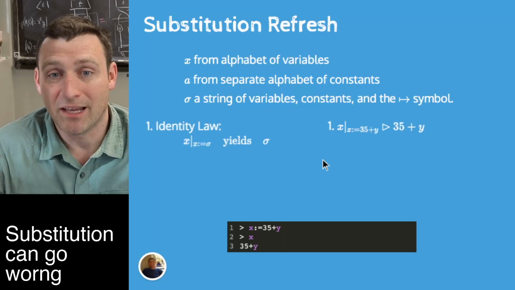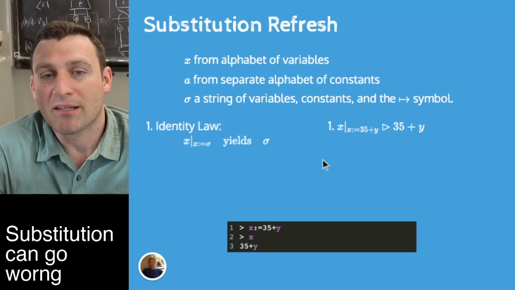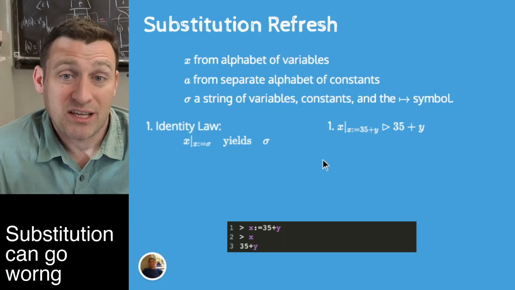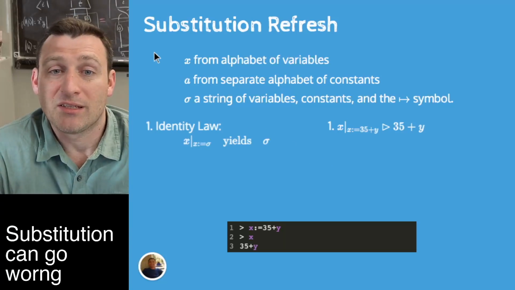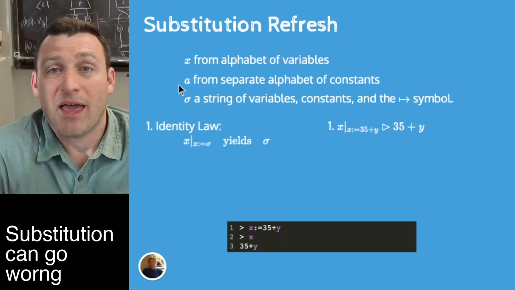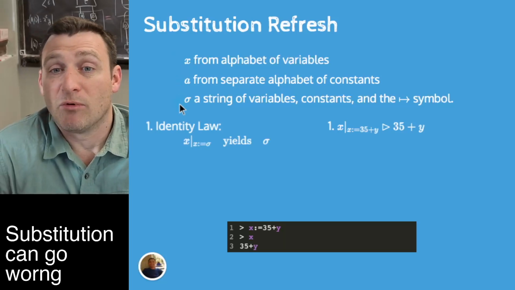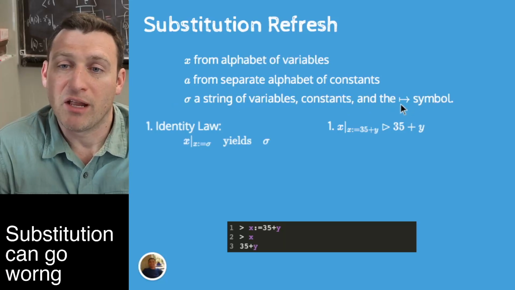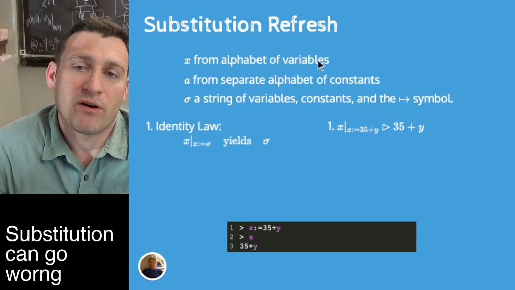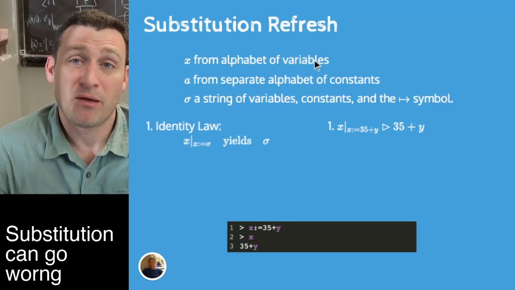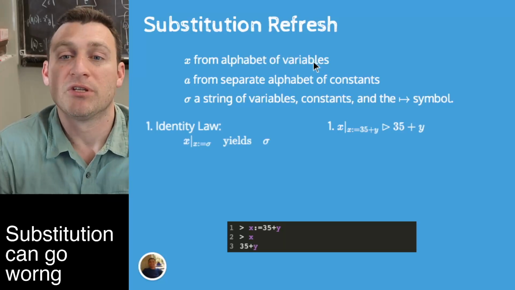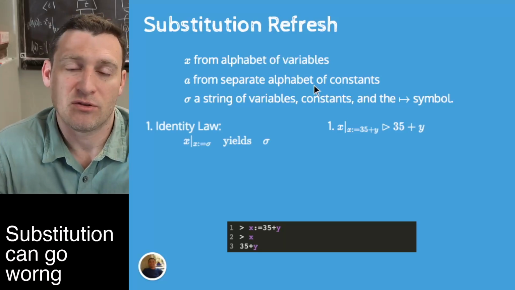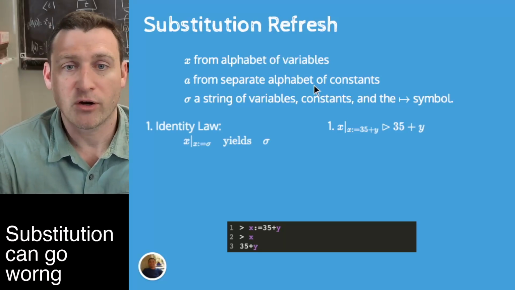The first one is the identity law. If I have a variable x and I want to substitute in a string of symbols, sigma, I should just get sigma back. By the way, throughout these slides, x will be a variable, a will be some constant, and sigma will be a string of these values, along with one special arrow that we'll get to in a minute. The key thing here is that variables are defined as variables simply by being in their own alphabet of variables, and constants are constants if they're in a separate alphabet of constants. So this is how we can tell that they definitely are variables or not.